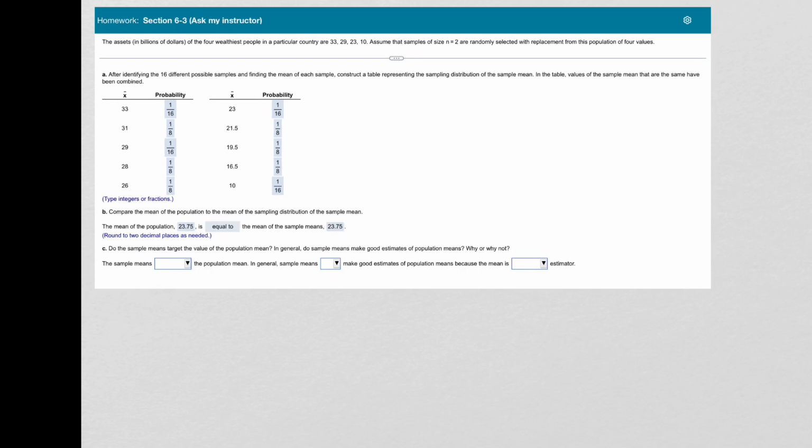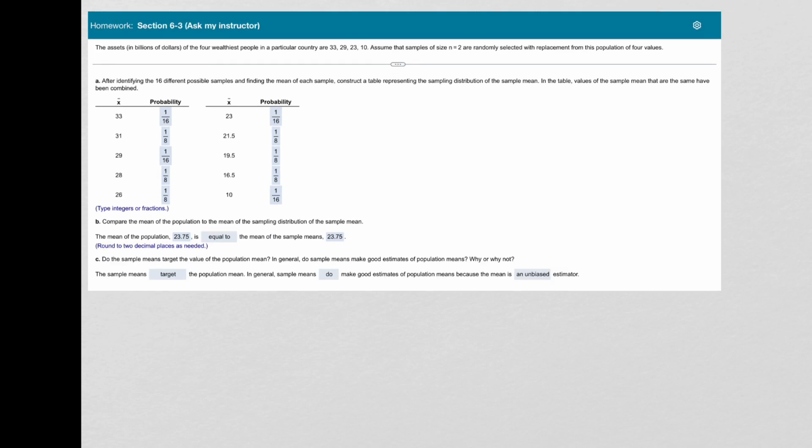So now we go to the final step. And so we can see that that was correct. And then, do the sample means target the value of the population mean? They do target the value of the population mean. In general, do sample means make good estimates of population means? Yes, they do. They always do. So in this example it did. Always, we're going to say that. And the mean is an unbiased estimator. So that's why. And that's how you do that problem.